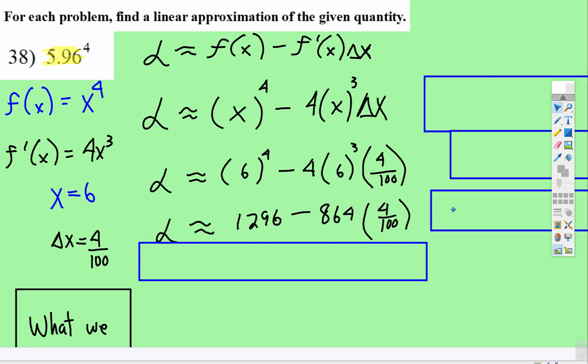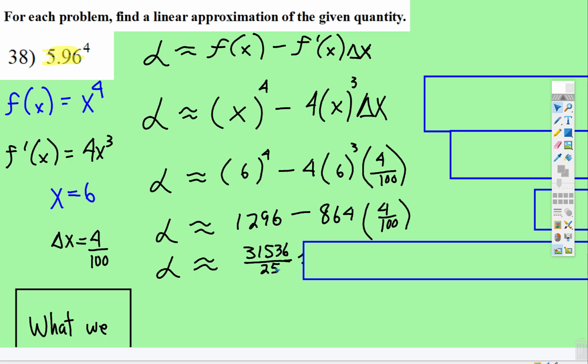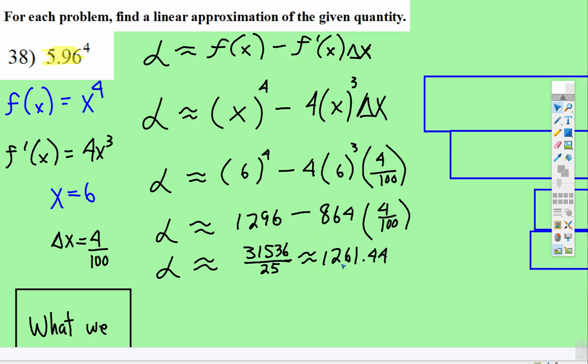And when you simplify that, 6 to the fourth is 1296. 4 times 6 cubed is 216, times 4 is 864, over 100. And when you simplify that, you get this fraction, and that approximates 1261 and 4/100. And that's it.